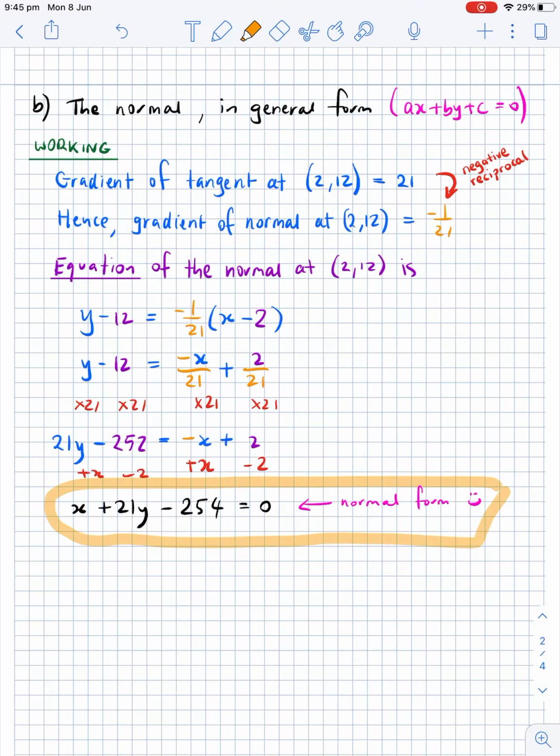If I put that graph into Desmos, I should get exactly that normal, that line that is perpendicular to the tangent and goes through this point, 2, 12.